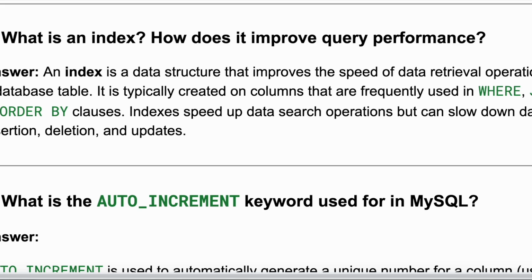An index is a data structure that improves the speed of a data retrieval operation on a database table. If you create an index, it makes data retrieval faster. It is typically created on columns that are frequently used in WHERE, JOIN, or ORDER BY clauses. Indexes speed up data search operations but can slow down data insertion, deletion, and updates.